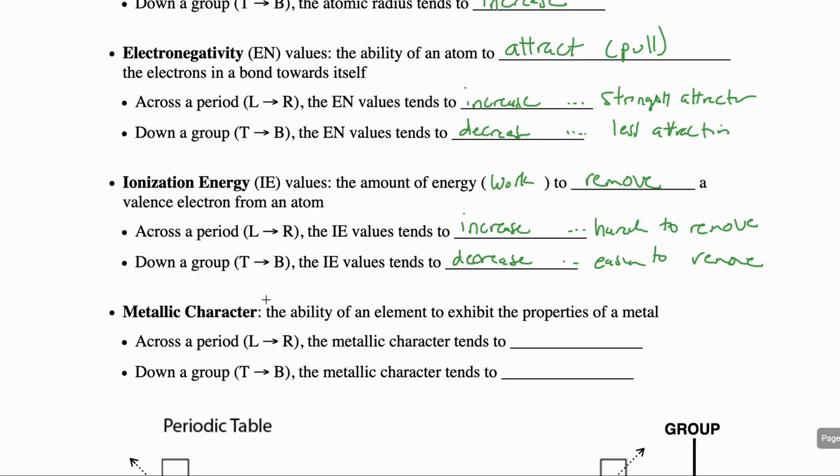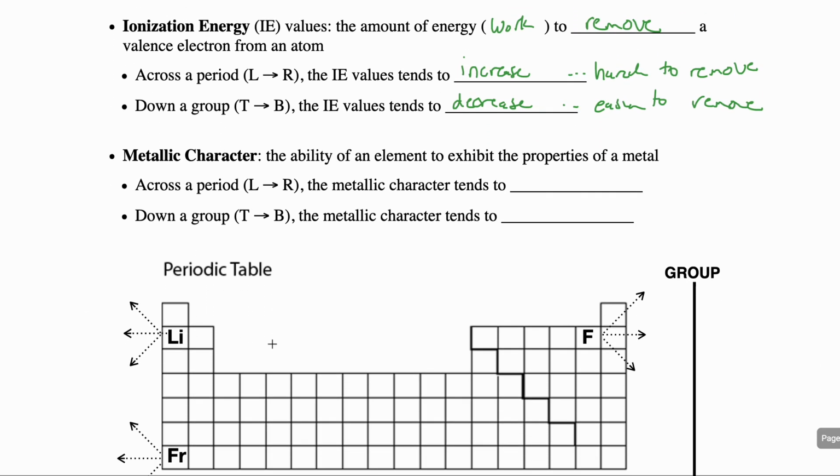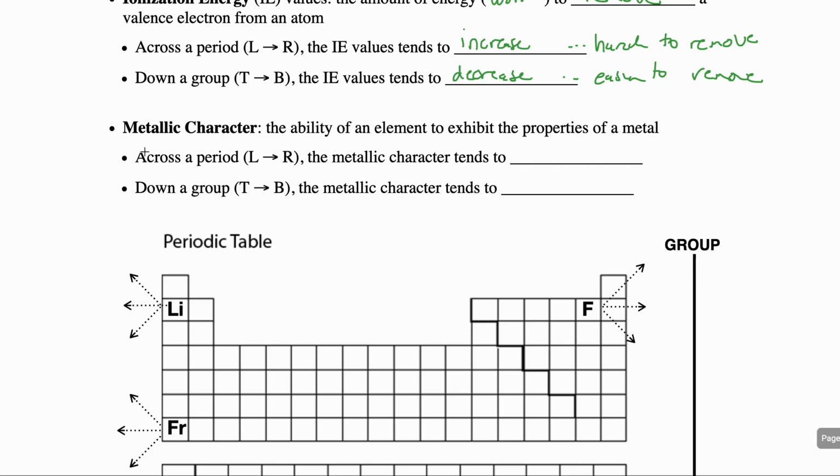And our last and final term here is metallic character. Metallic character is the ability of an element to exhibit the properties of a metal. When you move left to right across a period, the metallic character tends to decrease. Whereas down a group, top to bottom, the metallic character tends to increase.